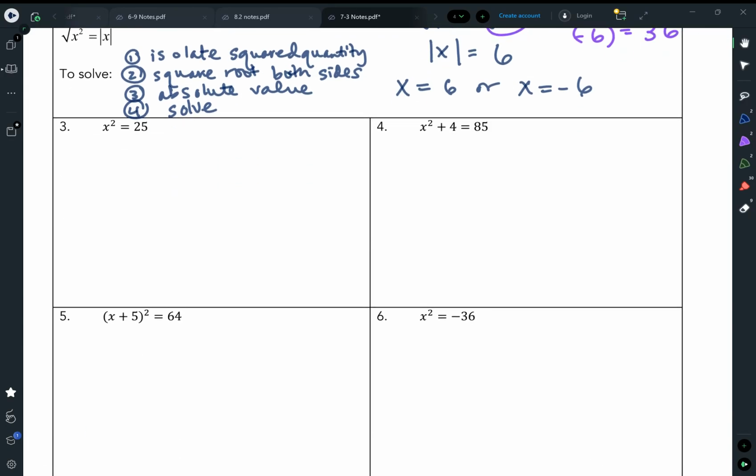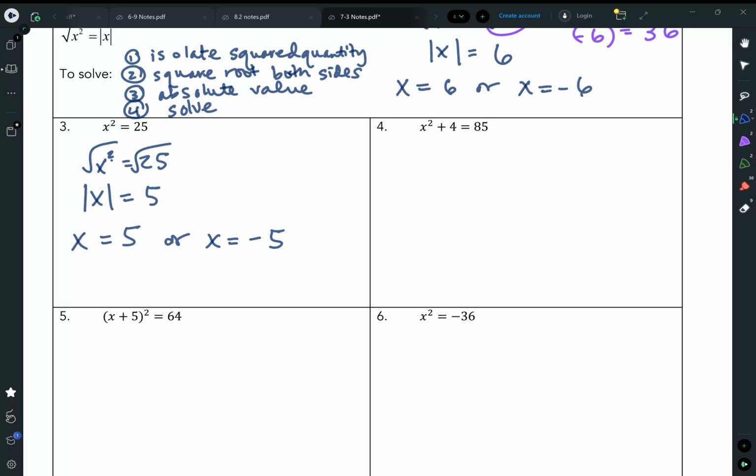For number 3, let's go ahead and start out by writing x squared equals 25, and then I want to square root both sides. So on the left, because I have a square and then a root, I have an absolute value. On the right hand side, square root of 25 is just 5. But now I have to write x is equal to 5 or x is equal to negative 5.